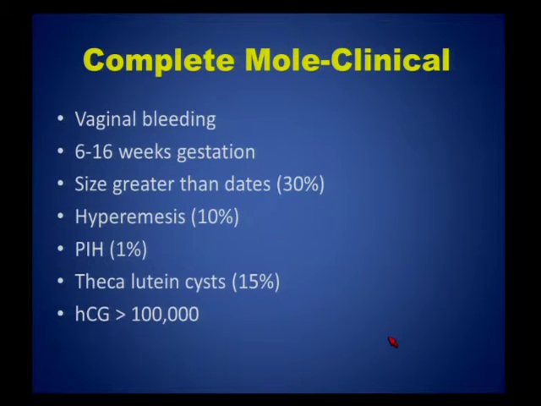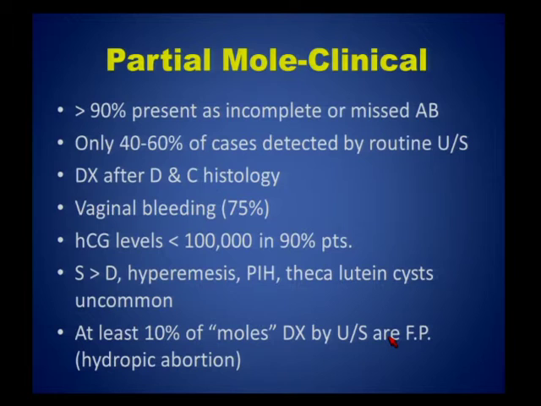Complete mole clinically, vaginal bleeding, again, this is what the topic is for today. 6 to 16 weeks gestation by dates, size greater than dates in only 30% of cases, which surprised me. Hyperemesis in 10% of cases. Pregnancy-induced hypertension, 1%. And the thecal lutein cyst, which I remember learning as a resident was about 50%, is now down to about 15% of cases. And HCG is usually over 100,000.